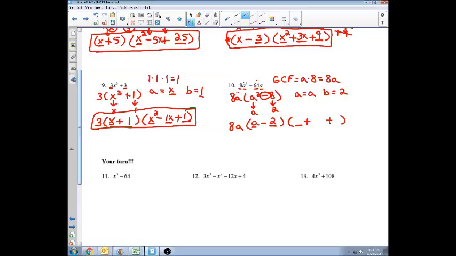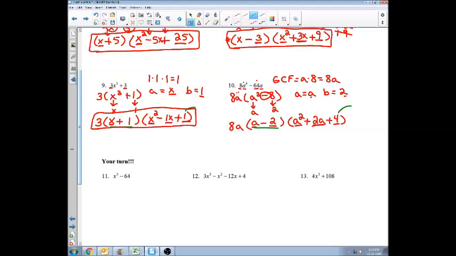The first blank in my second set of parentheses is a squared. In this case, my answer would be a squared. The second blank is going to be a times b, so 2a. The third blank is going to be b squared, so 2 squared would be 4. All right. Now what I want to figure out, is there anything more I can do with a minus 2? There's nothing more I can do with a minus 2. Is there anything more I can do with a squared plus 2a plus 4?